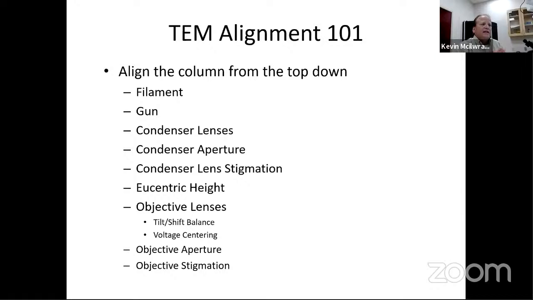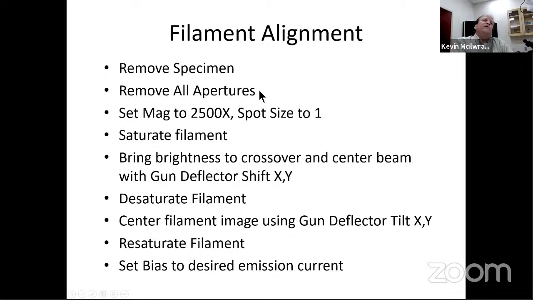So we align the gun, the condenser lenses, the condenser aperture, the condenser stigmators, and that's just going down the column. To do filament alignment, we remove the sample. We don't want anything in the way of just looking at the gun, the beam. We remove all apertures, set the mag to low mag, large spot size. We bring the brightness to crossover, we desaturate the filament, and then we can tilt the gun to bring the filament really on axis. We reset the filament, resaturate, and then set the bias to get our right emission current.